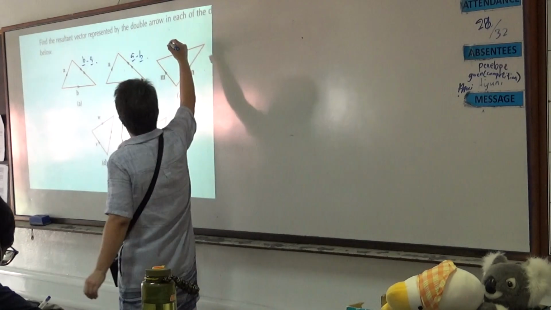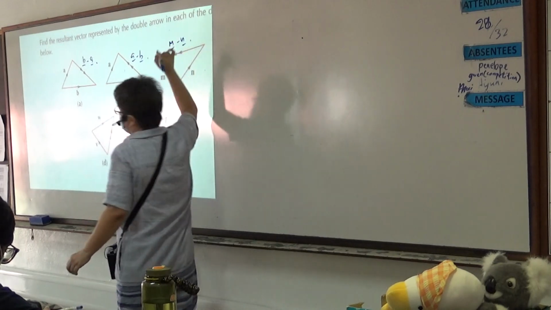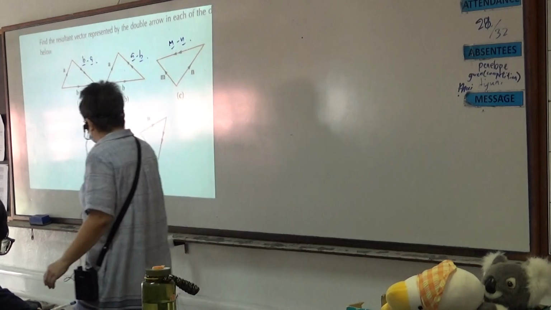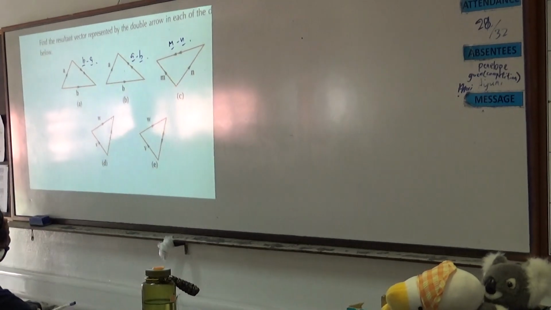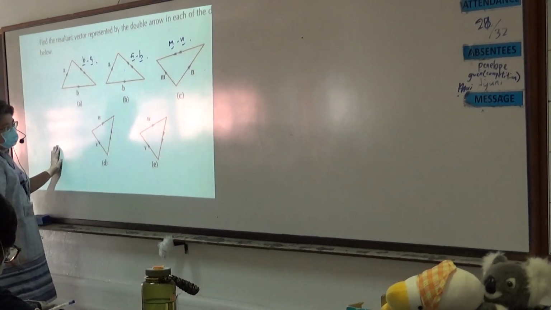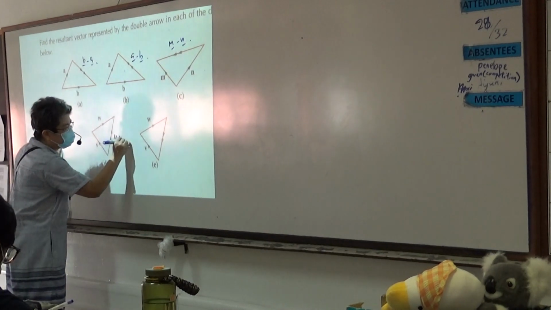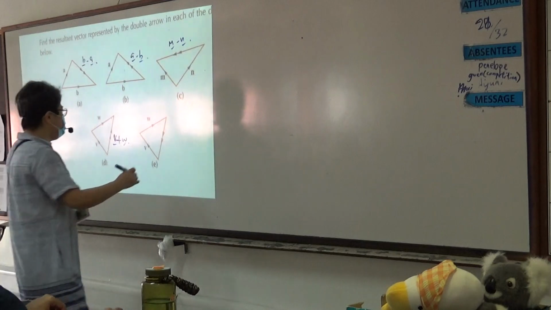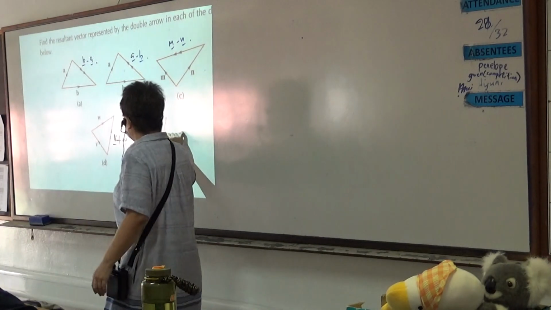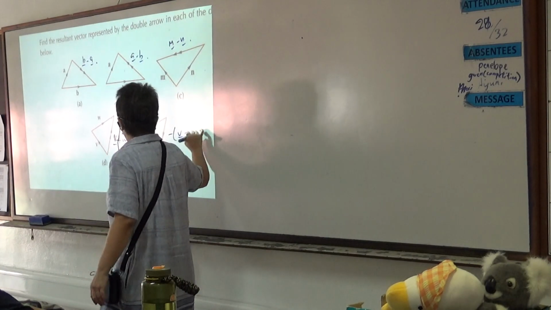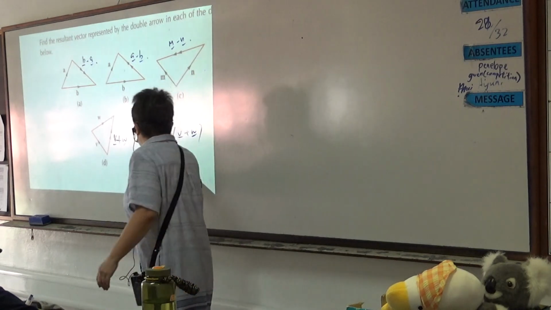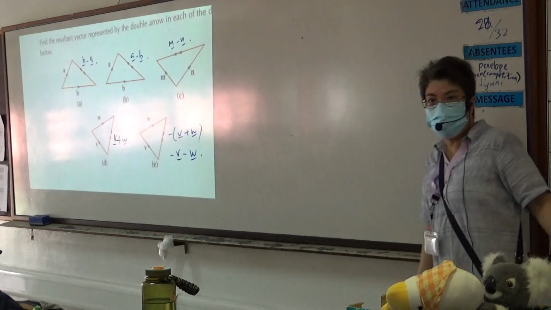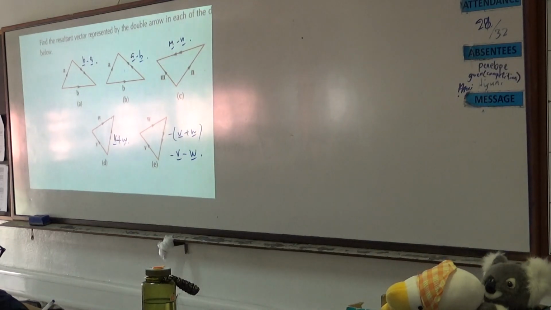How about this? N minus N. You remember to put the middle? Yes, good. This one? V plus W. Okay? Next one? Negative V plus W, right? Yes. Or negative V, negative W, right? Everybody okay? Can understand?